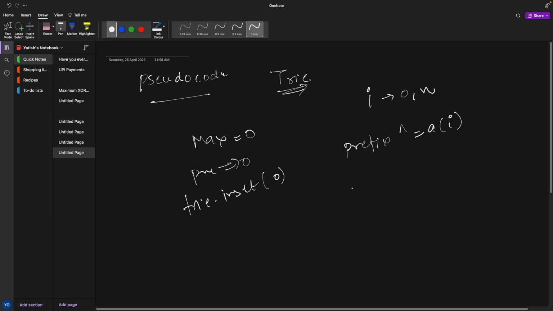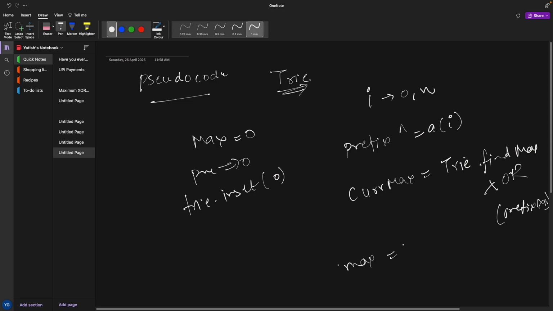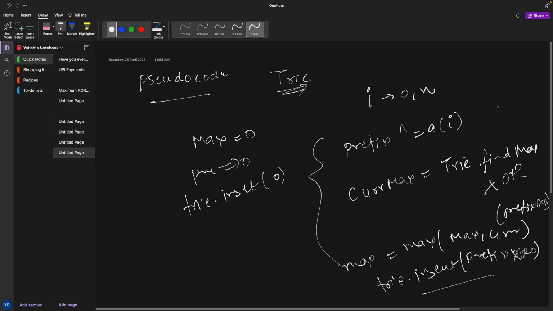Then we will find the current max, which we would get from trie.findMaxXOR. We pass the prefix XOR, and we update our max answer to the max of max and current, and then we call trie.insert with our prefix XOR. So this is how our pseudocode would look like.